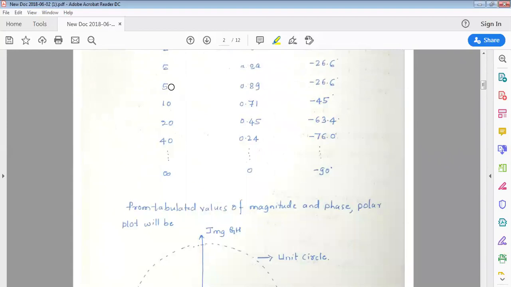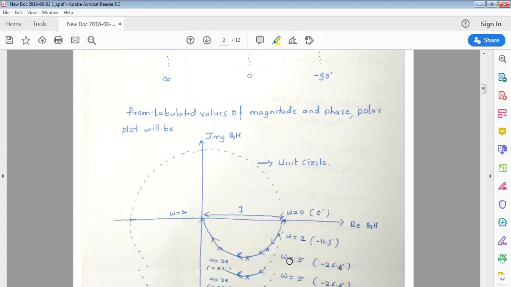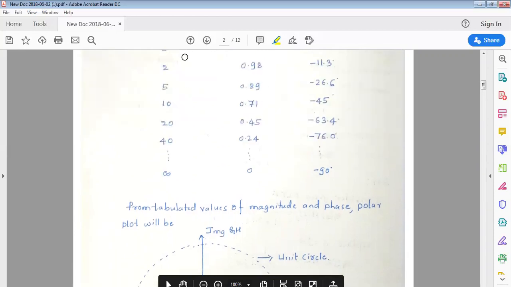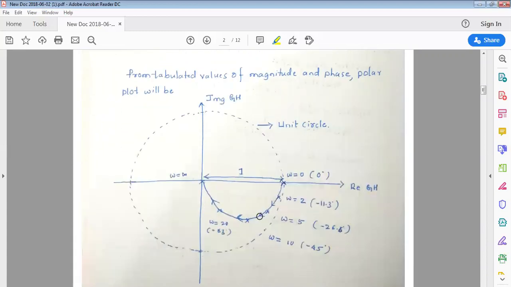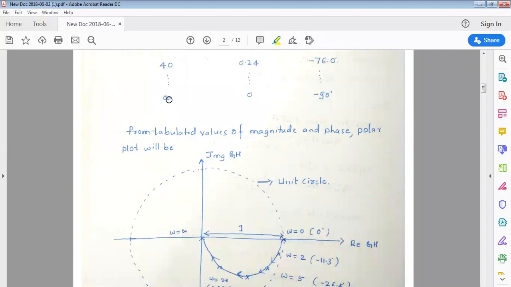Next, if I increase the omega value, the magnitude is 0.89. What is the angle? Minus 26.6. When omega is 5, here is a cross mark, right? Its angle is what? Minus 26.6. If I follow the same process, you can observe here the magnitude goes on decreasing, which means it comes inside the unit circle. When I put omega as infinity, its magnitude is what here?